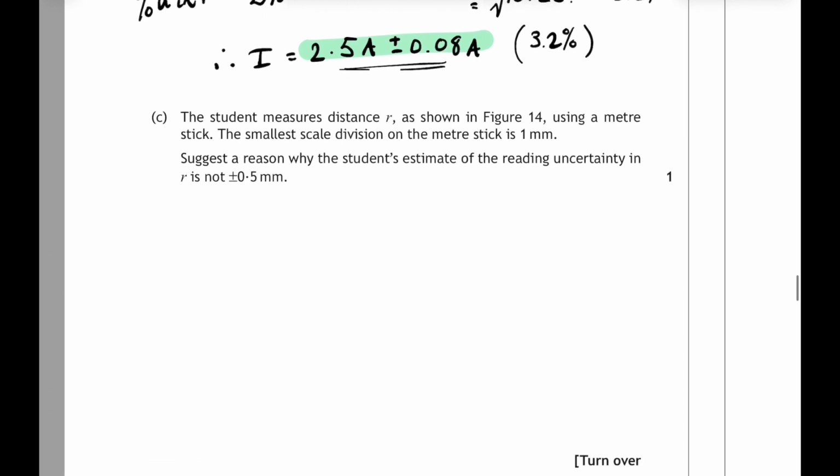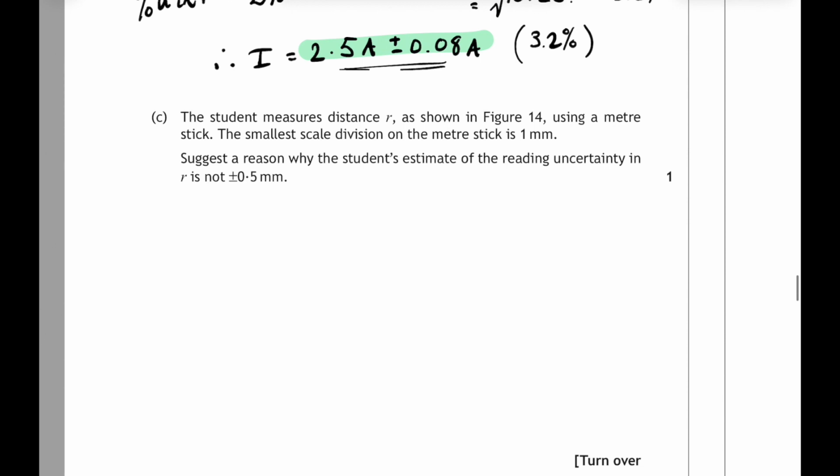Okay, part C. The student measures distance R as shown in figure 14 using a meter stick. Smallest scale division on the meter stick is 1 millimetre, and we have to suggest a reason why the student's estimate of the reading uncertainty in R is not plus or minus half a millimetre.